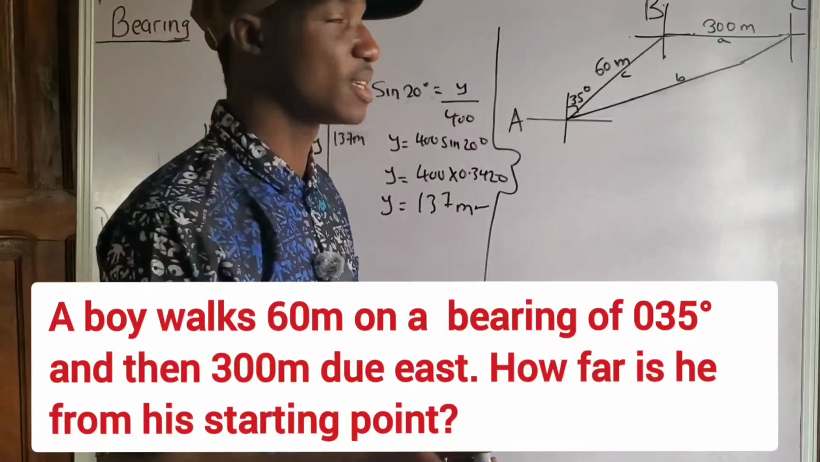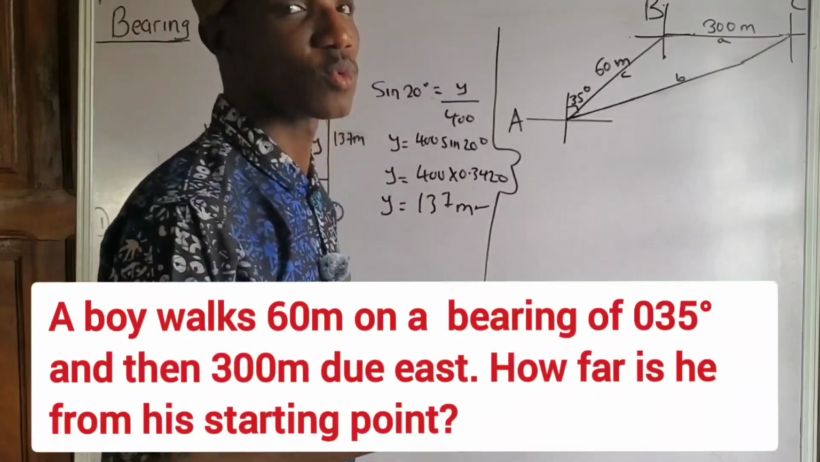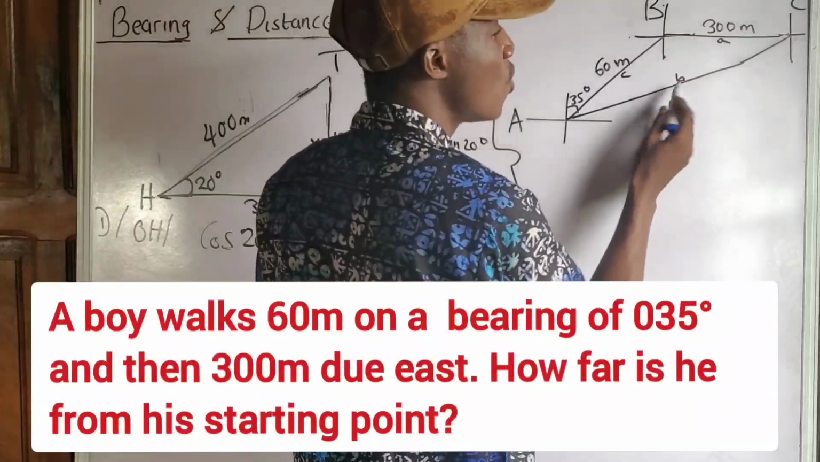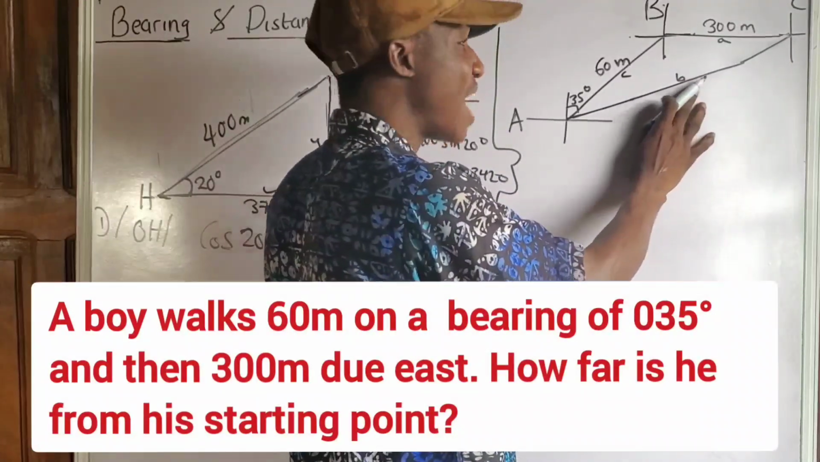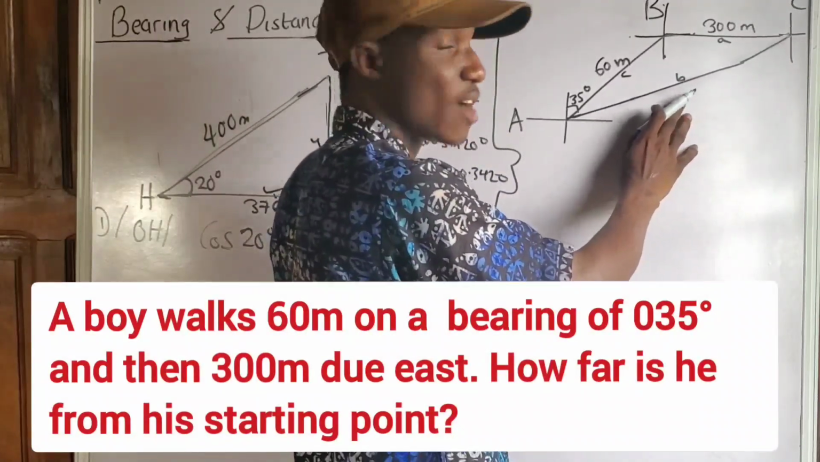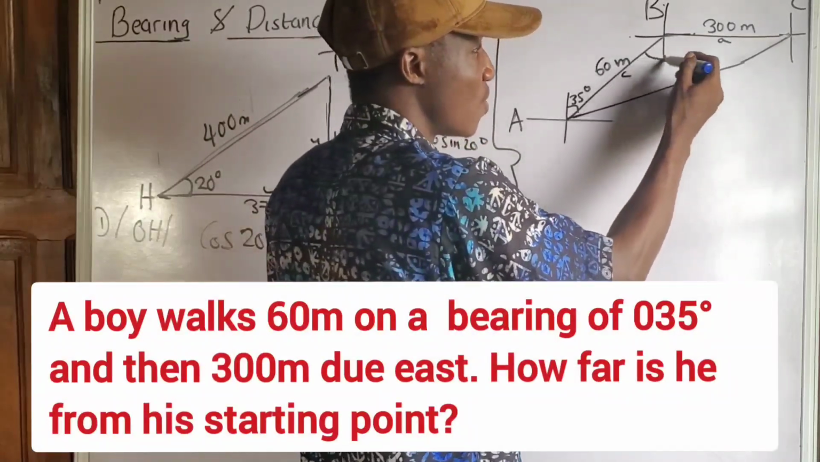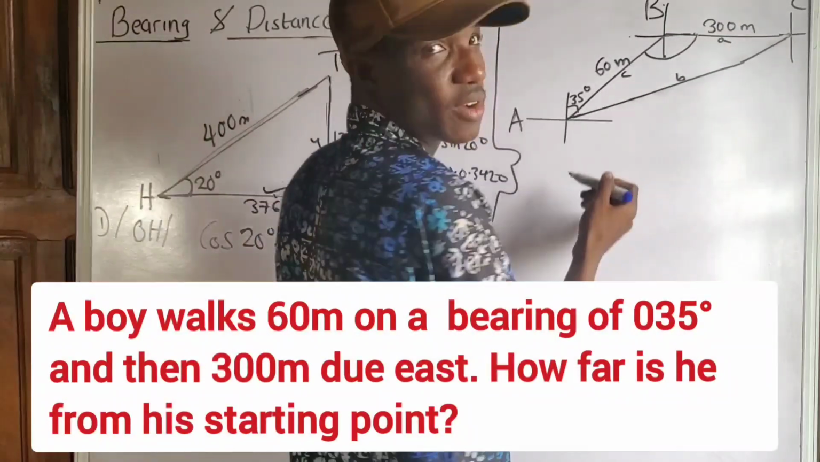Well, to do that, it's simple. We can make use of the cosine rule. But before we can make use of the cosine rule, we need to get the angle that the side we're looking for faces. If you look at the diagram, you will discover that this side faces this angle. Are you getting it? So I need the value of this angle.